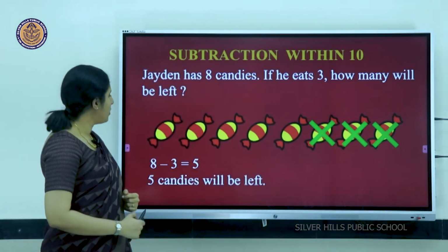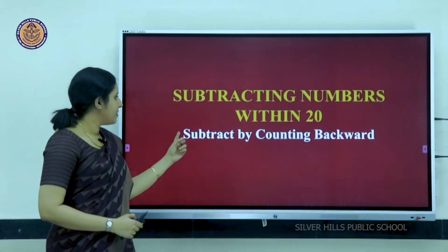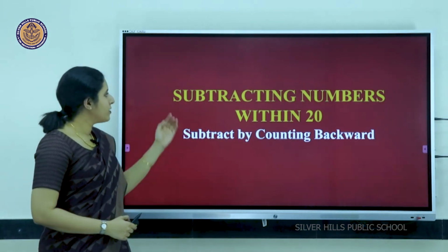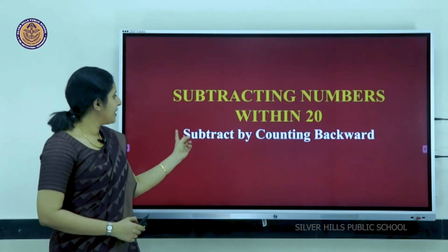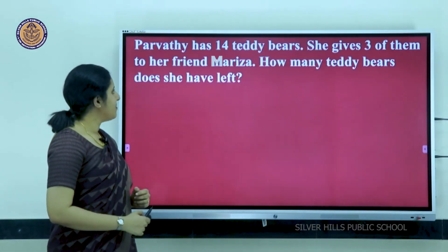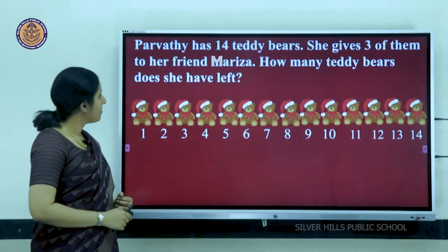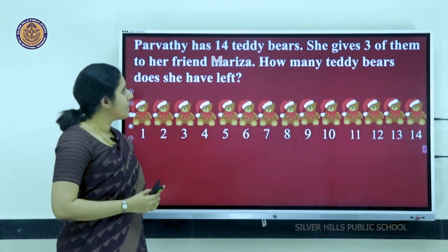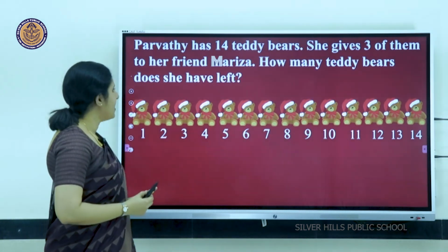Now, let's move on. Subtracting numbers within 20. First method is subtract by counting backward. So, now we are going to see bigger numbers, subtraction of bigger numbers by the first method, and that is subtract by counting backward. This we will see with the help of an example. Look at the question here. Parvathy has 14 teddy bears. She gives 3 of them to her friend Mariza. How many teddy bears does she have left?